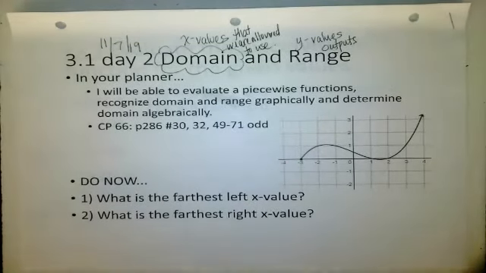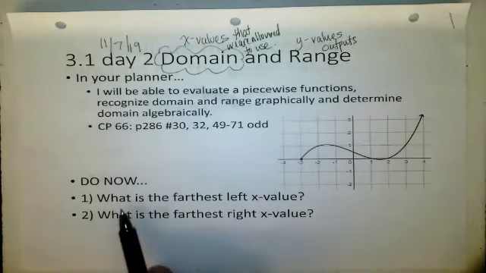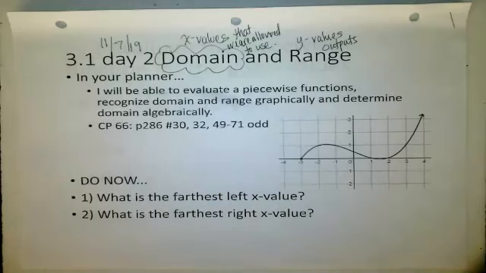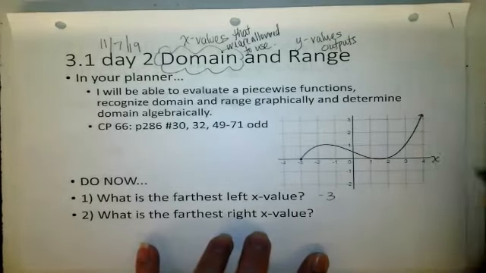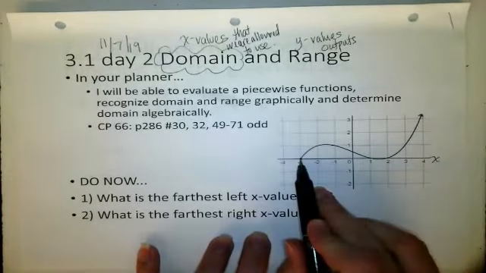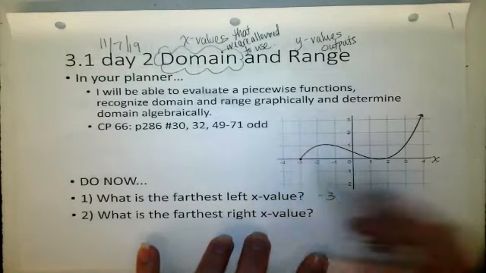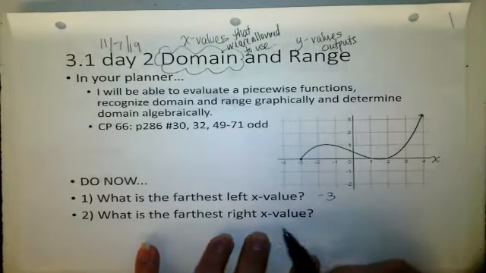We're going to talk about domain and range graphically first, because I really like the connection between a graph and domain and range. And so I have this first example here. I'm asking, what is the farthest left X value? Sure, -3. You can see it right here. Here's our x-axis. And our farthest value to the left is right here at -3. And what's our farthest right x value?